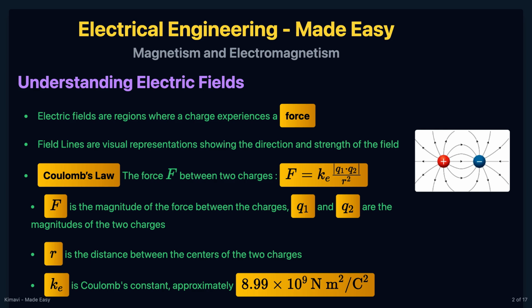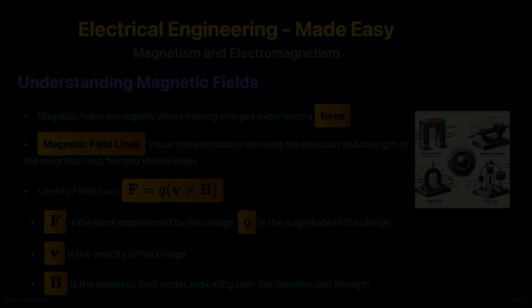The formula is given by F equals K sub E times the absolute value of Q1 multiplied by Q2, divided by R squared. In this formula, F represents the magnitude of the force between the charges. Q1 and Q2 are the magnitudes of the charges involved. R is the distance between the centers of these charges, and K sub E is Coulomb's constant, which is approximately 8.99 times 10 to the power of 9 Newton meter squared per Coulomb squared.